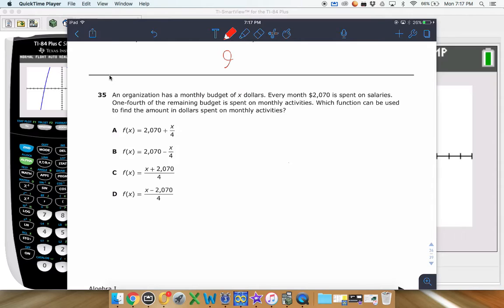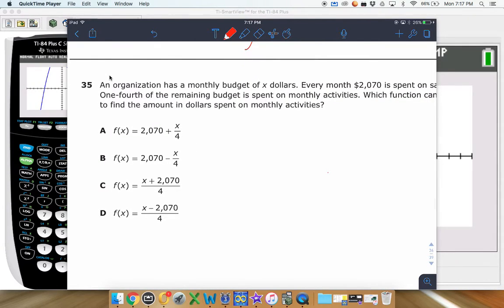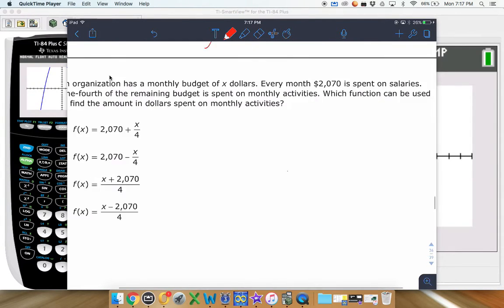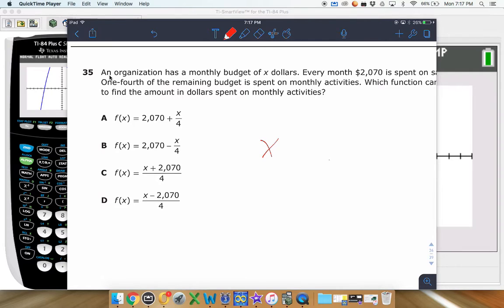This one right here is just writing a function. An organization has a monthly budget of X dollars. Every month you have $2,070 to spend on salaries. 1/4 of whatever that remaining budget is spent on monthly activities. Which function can be used to find the amount of dollars spent on activities here? So essentially you're asking what is your budget. So X is our starting budget. We need to think about that.